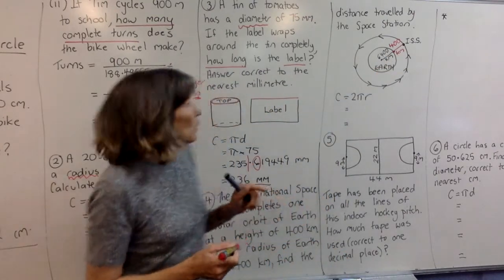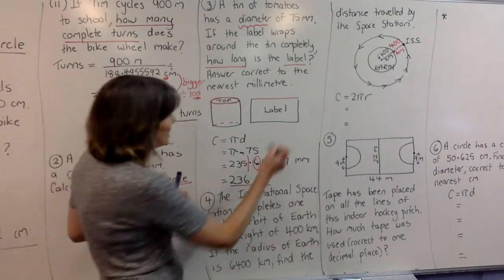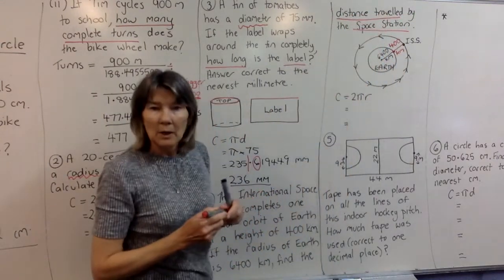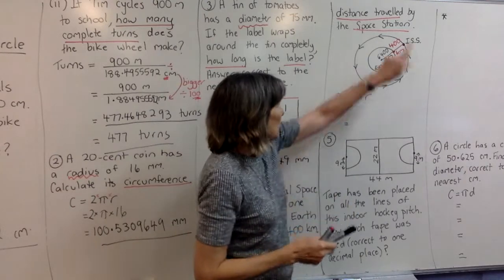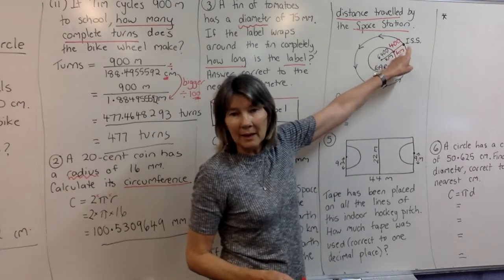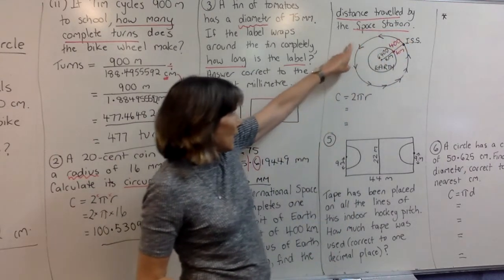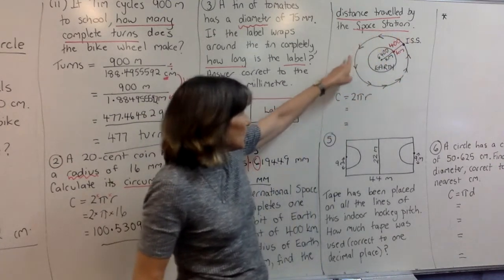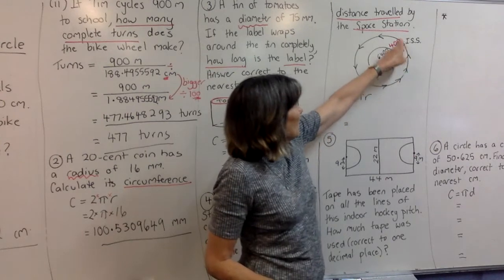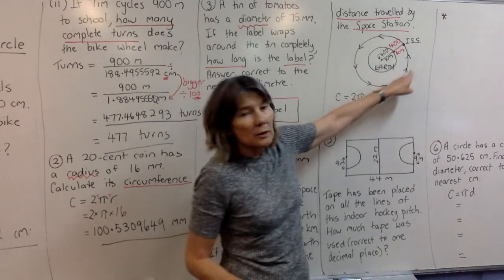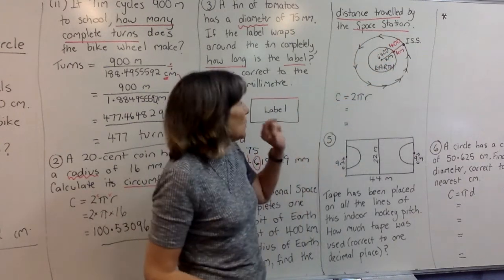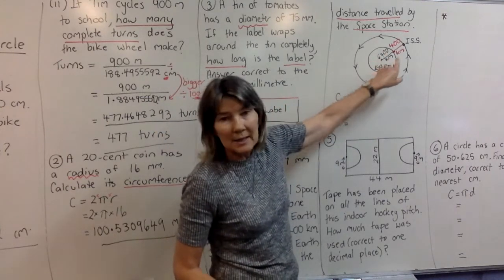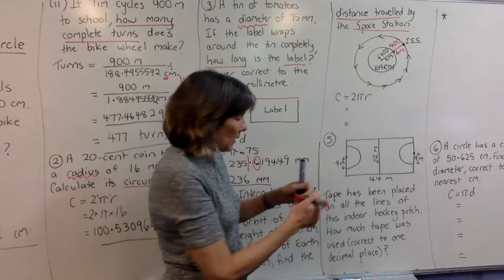All right, so they want to know, find the distance travelled by the space station. Well, this is what the space station's doing. It's out here orbiting the Earth. It's going all the way around the Earth in a circle. So we want to know how far it's travelled. So all the way around is the circumference. So we're going to do c equals 2 pi r, because you can see we're dealing with radiuses here. So now we're going to sub in.